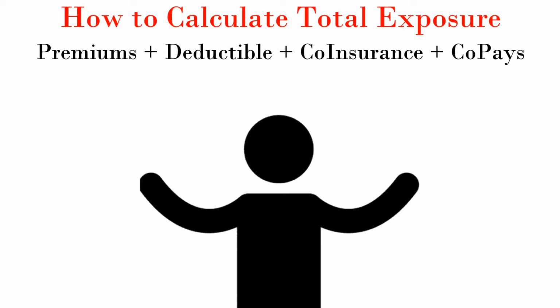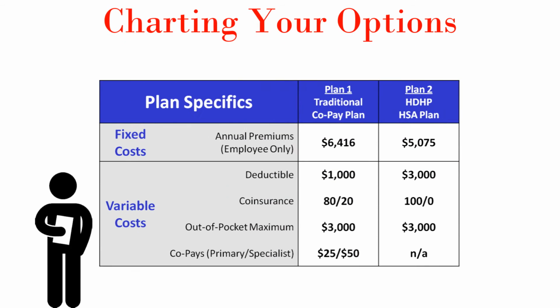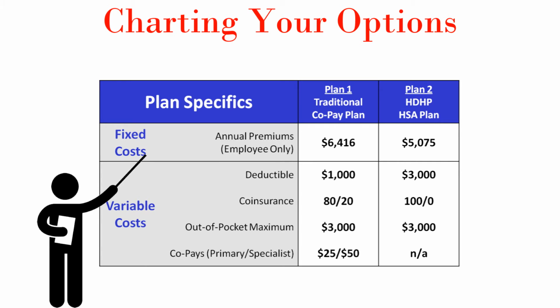Now that you know the individual components of total exposure, put them together to make the best decision for you. This chart illustrates the key components of each health plan option available to Ben here at Benefit Educator, including the annual premium for employee-only coverage, the annual deductible, the out-of-pocket maximum, and the copay arrangement for each plan. We've also categorized each component as a fixed or variable expense.